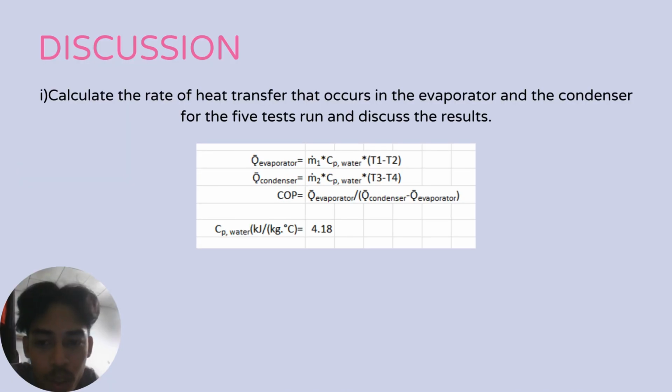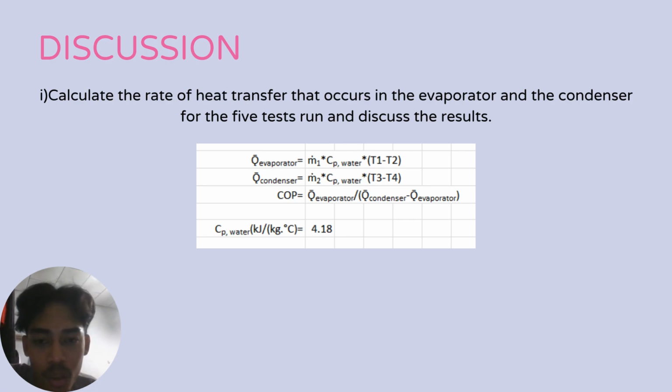So we are moving to the discussion part. For the first question, calculate the rate of heat transfer that occurs in the evaporator and the condenser for the 5 tests run and discuss the result.